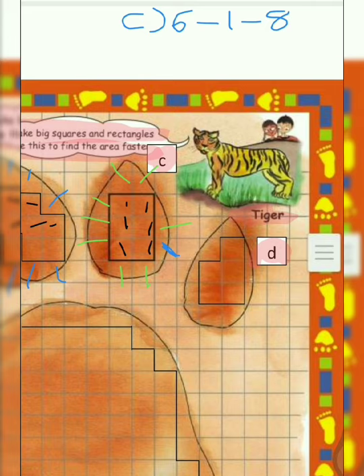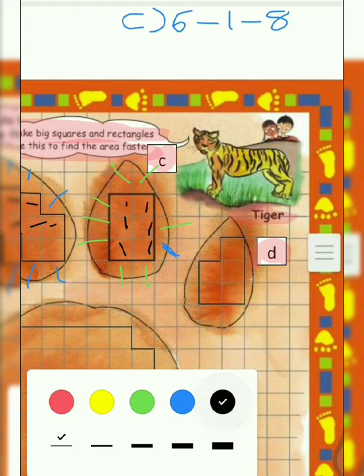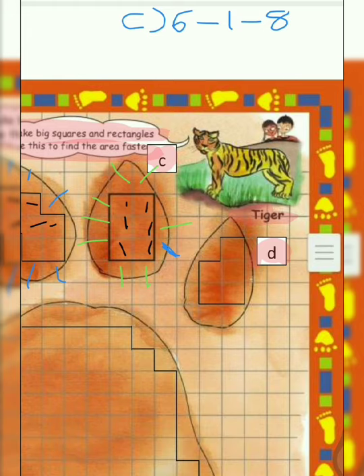Clear? Okay. Now for D1, how many complete squares are there? 1, 2, 3, 4, 5. 5 complete squares are there. Then how many half squares are there? Can you observe it? There are no half squares, means 0. And how many more than half squares are there? 1, it is more than half. 2, 3, 4 and 5.